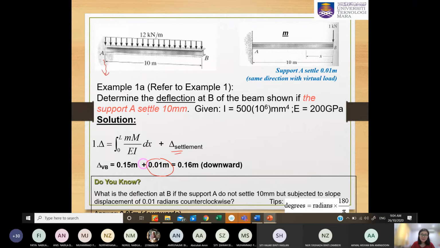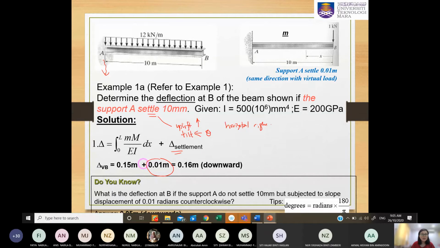Sometimes it will be called an uplift or a tilt. Tilt means that it will have an angle. But uplift is an upward displacement, or sometimes a horizontal displacement, going to the right or going to the left.